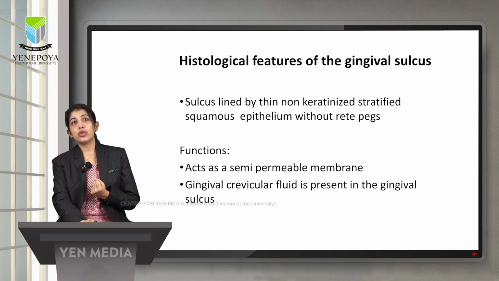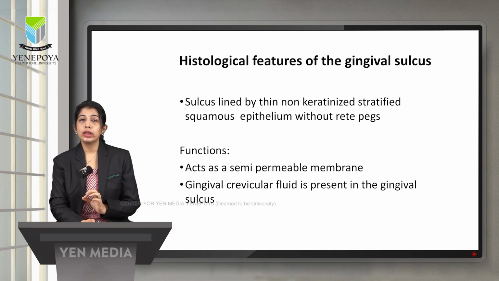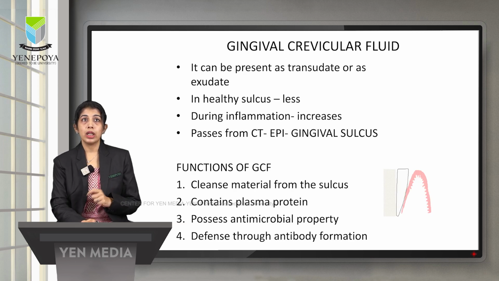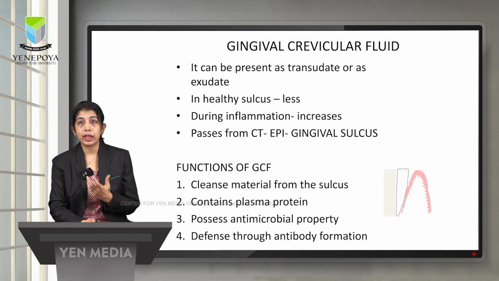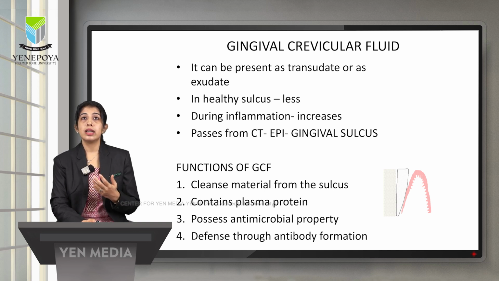Coming to the histologic features of the gingival sulcus, it is lined by a thin, non-keratinized, stratified squamous epithelium, and as we all know, the non-keratinized epithelium does not have any rete pegs. The gingival sulcus acts as a semi-permeable membrane, and there is a fluid called the gingival crevicular fluid or the GCF present in the gingival sulcus that is very important. So what is GCF? It is either a transudate or an exudate depending upon the inflammatory content of the gingiva. In a healthy sulcus, the GCF flow is bare minimum, whereas during inflammation it increases. It passes from the connective tissue to the epithelium and into the gingival sulcus.